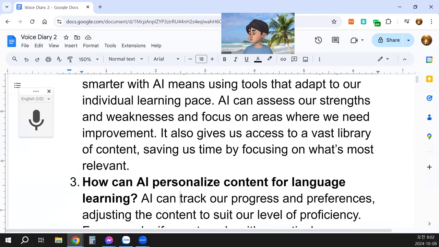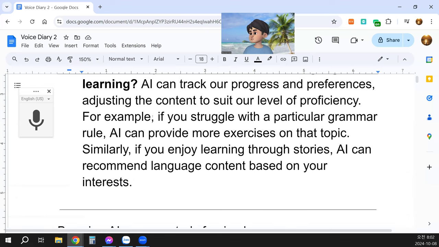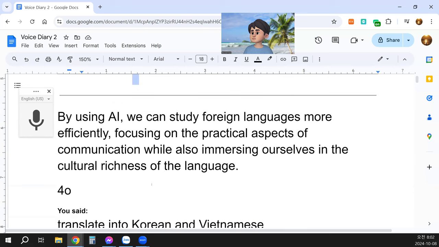AI can track our progress and preferences, adjusting the content to suit our level of proficiency. For example, if you struggle with a particular grammar rule, AI can provide more exercises on that topic. Similarly, if you enjoy learning through stories, the AI can recommend language content based on our interest. By using AI, we can study foreign languages more efficiently, focusing on the practical aspects of communication while also immersing ourselves in the cultural richness of the languages.